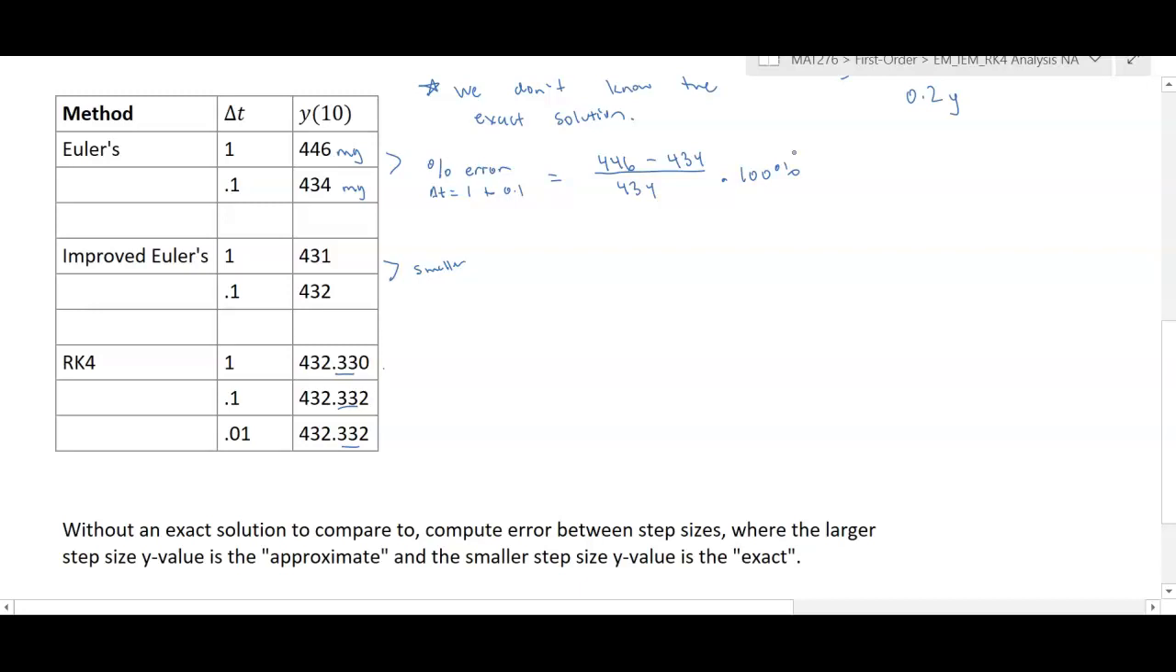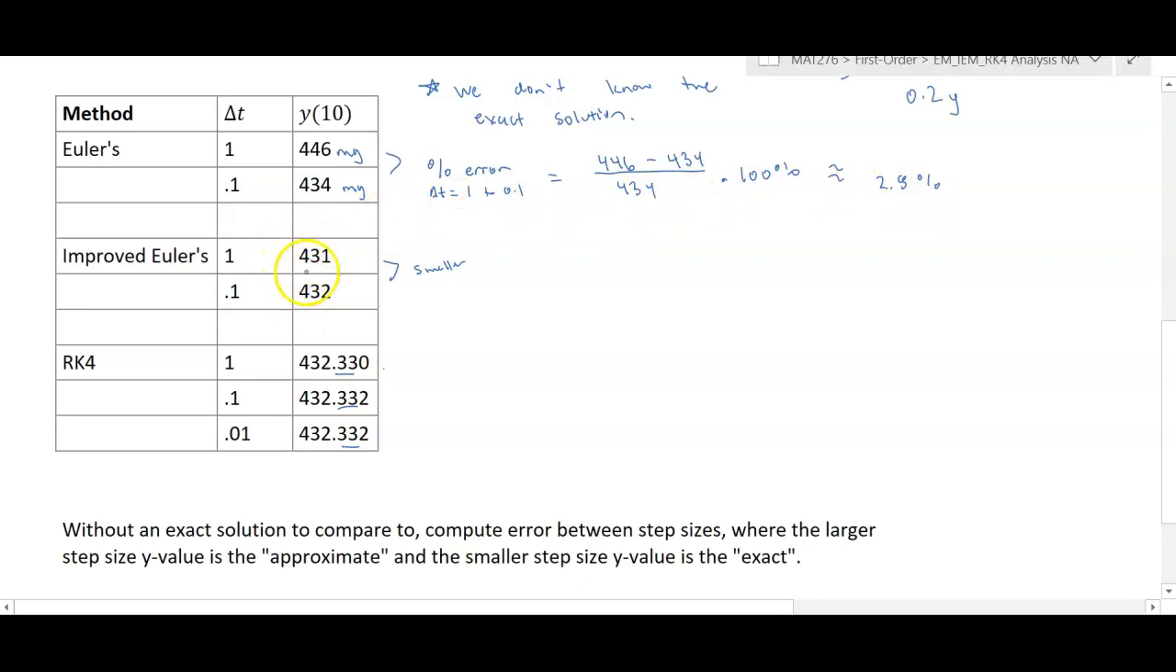Now, that difference, of course, is, we know that we're above, right? That this 446 is bigger than, which is why we get positive 12. And if we divide that by 434 and multiply by 100%, 12 divided by 434, that'll give us an error of approximately 2.8%. Not bad. Really pretty good, right? But we could do better than that.